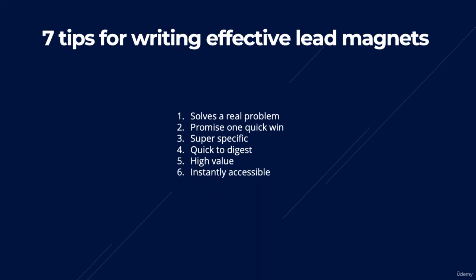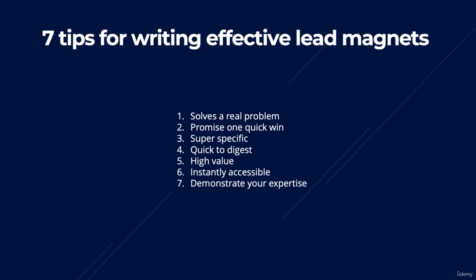Number 6, your lead magnet needs to be instantly accessible. So what I mean by this is literally when people type in the email address, they should be able to get access to whatever it is you're offering, whether that's an ebook, a checklist, a PDF download, whatever it is, it needs to be instantly accessible. You don't want people entering the email address and then waiting a week to receive what they signed up for, as that results in a very poor user experience.